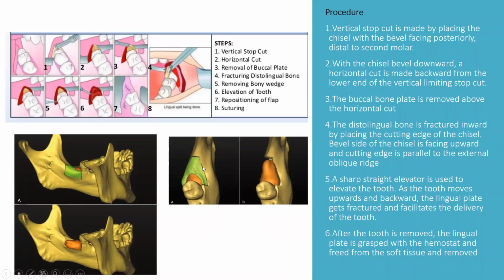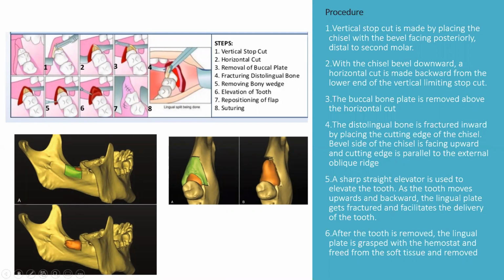The distal lingual bone is fractured inward by placing the cutting edge of the chisel, bevel side of the chisel facing upward and cutting edge parallel to the external oblique ridge. So here, the distolingual bone is fractured. A sharp straight elevator is used to elevate the tooth. As the tooth moves upwards and backwards, the lingual plate gets fractured and facilitates the delivery of the tooth. So here, an elevator is used and the tooth is moved upward and backward.